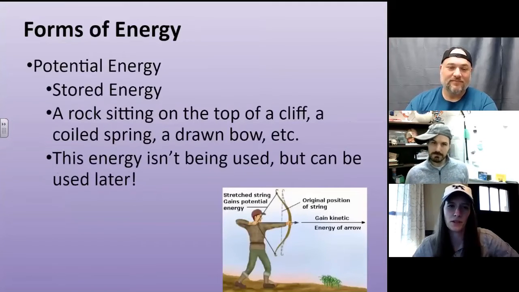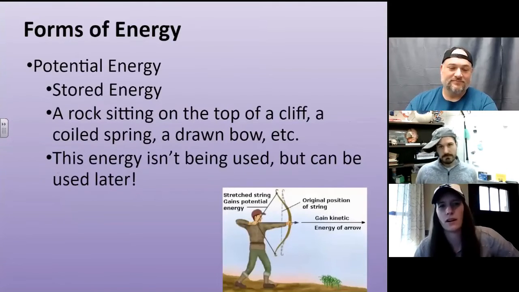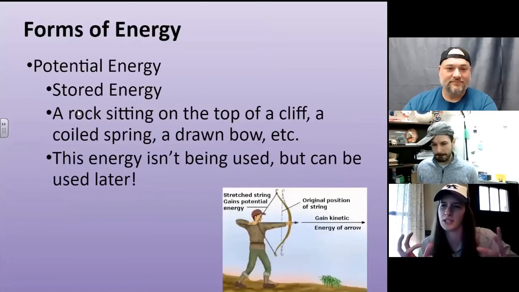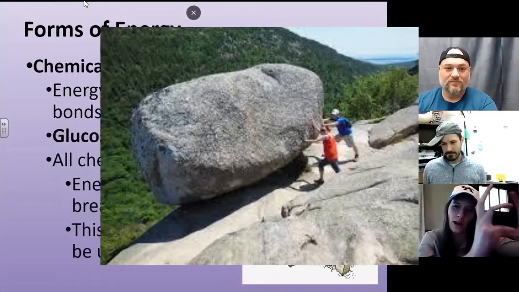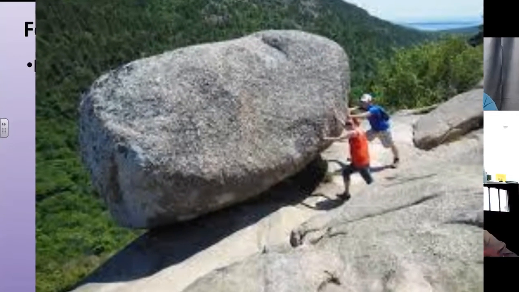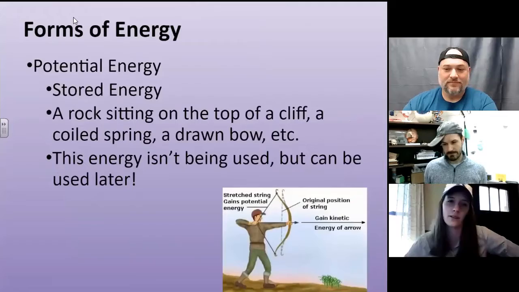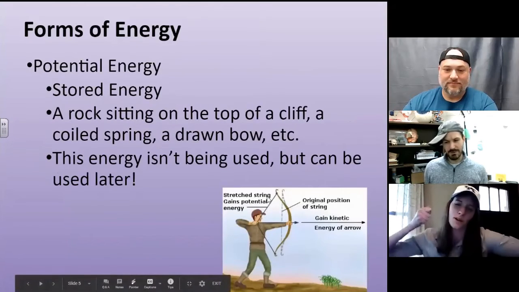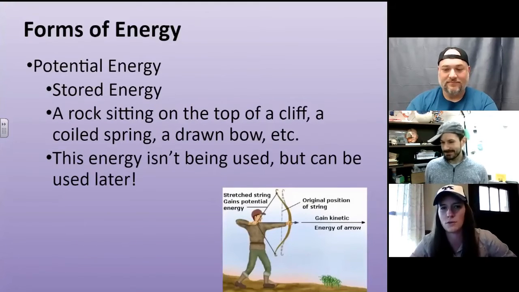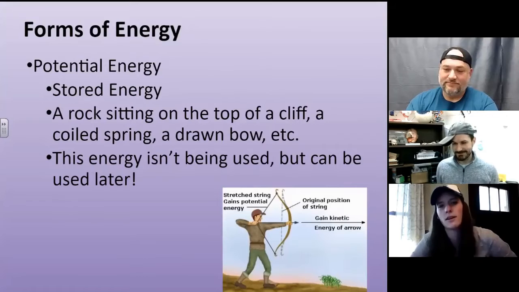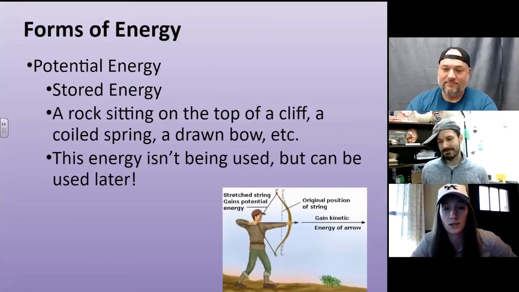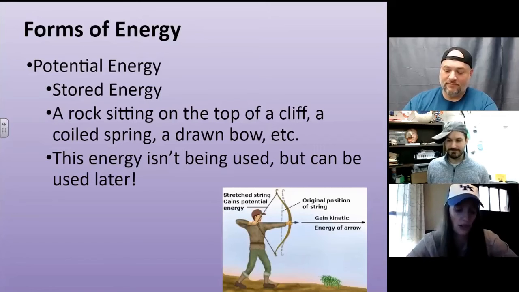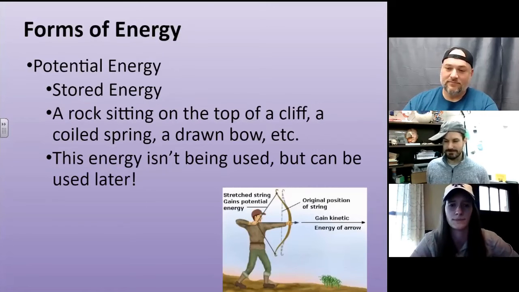Our next form of energy is potential energy, or stored energy. I like to think of it as the suspenseful energy. You see the rock sitting on the top of the cliff and you know that rock is going to roll down the hill and smash into that person. You've got a coiled spring, or a bow drawn back. It's energy that's stored right now. It's resting, waiting there. It's not currently being used, but it can be used later. We'll usually see that as kinetic energy, but sometimes other forms of energy.